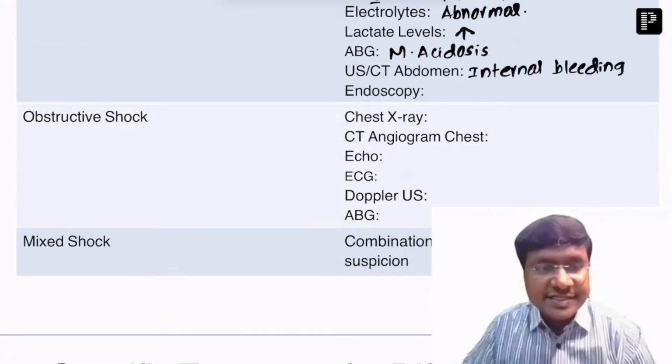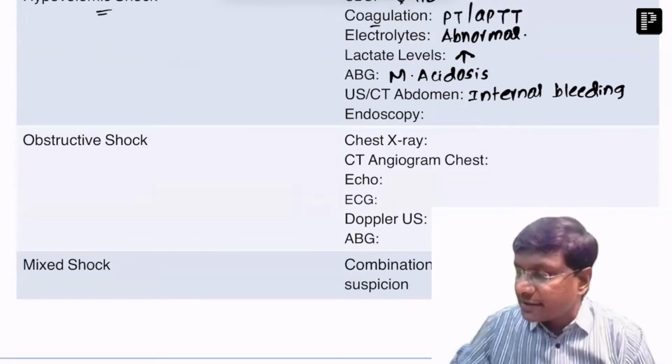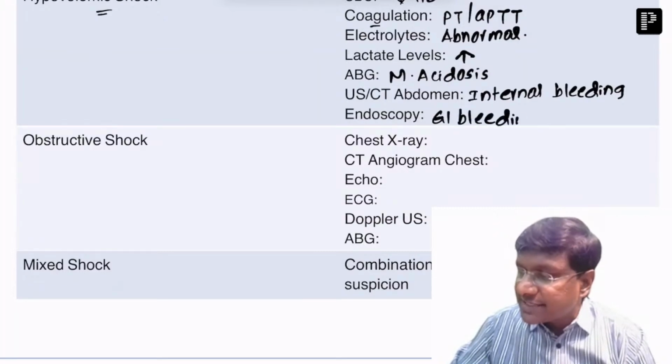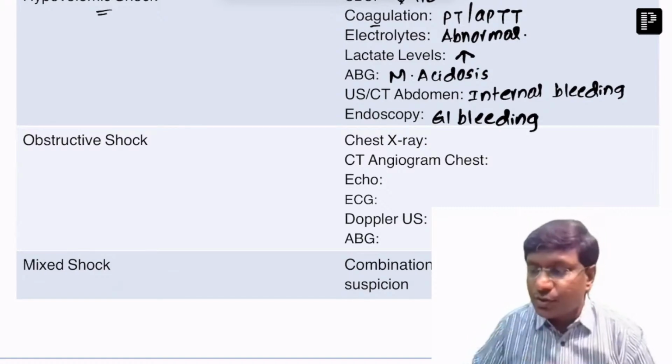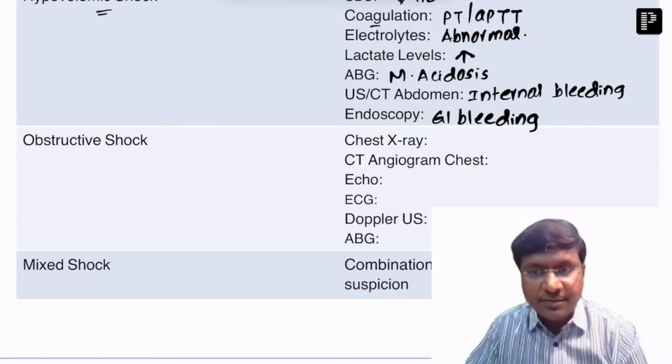So you need to do the CT or MRI of the abdomen to rule out the internal bleeding. And endoscopy should be done mainly to rule out gastrointestinal bleeding, because gastrointestinal bleeding is one of the causes for the hypovolemic shock. So these are the investigations that you need to do in case of hypovolemic shock.